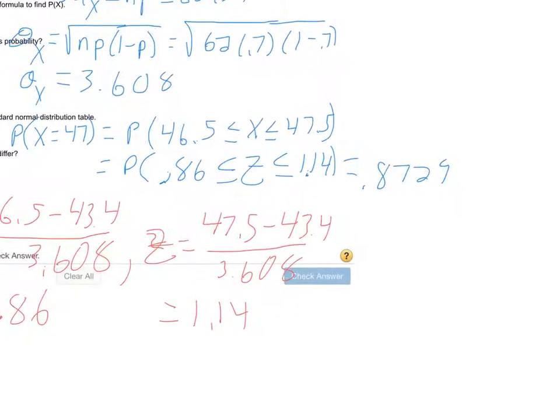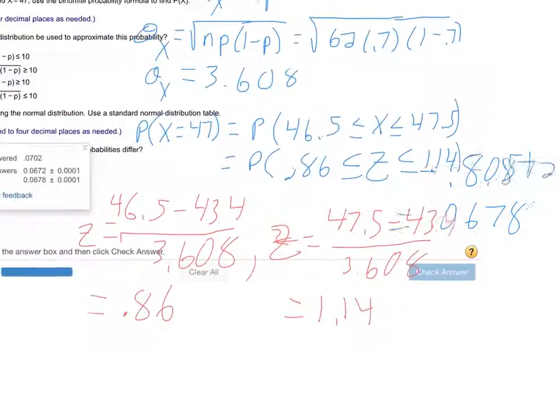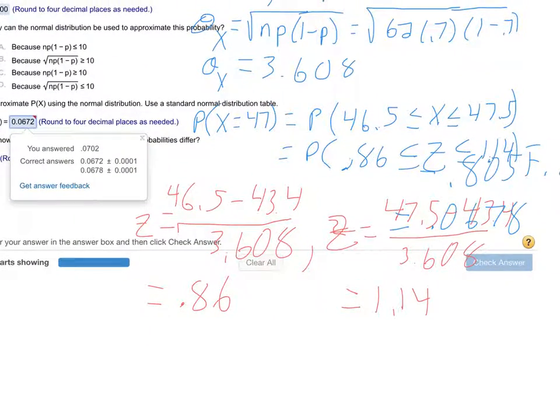Move this more over here. So again, I looked up the z value for 1.14, and this is what I get. I need to subtract the z value for 0.86, and I looked that up here, and it was 0.8051, and then that works out to 0.0678. So I get that answer there, and if we go back and check that, that is one of the acceptable values here.